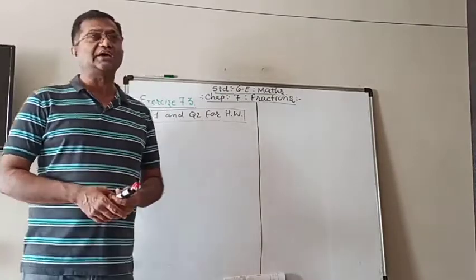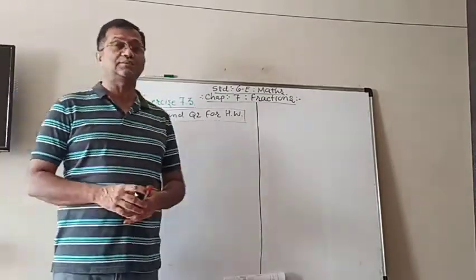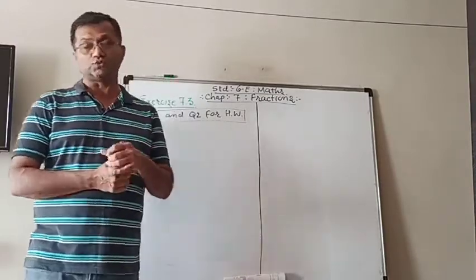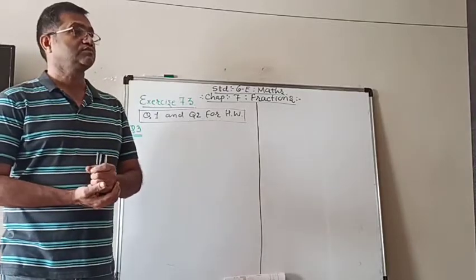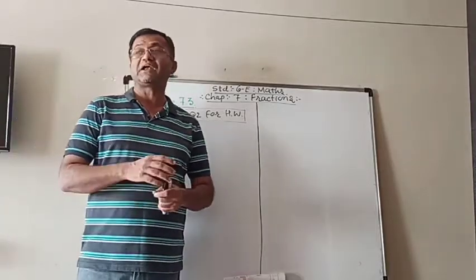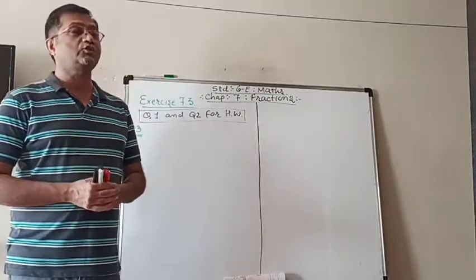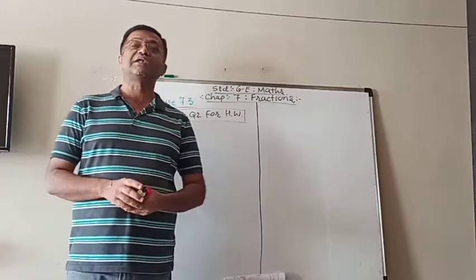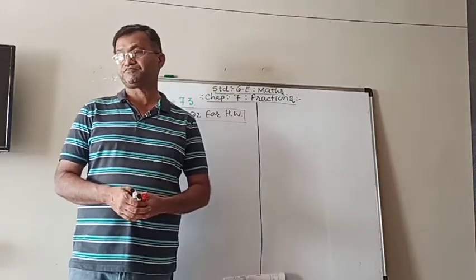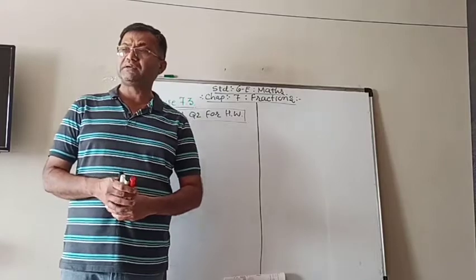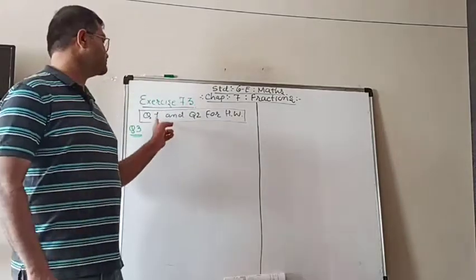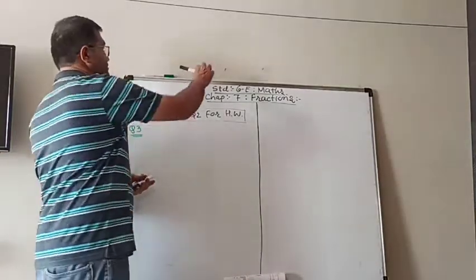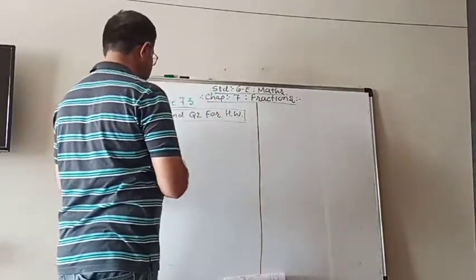Today we are going to start exercise 7.3, in which question number 1 and question number 2 are picture related. Means there are some pictures given. You have to find out the fraction and check whether they are equivalent fractions or not. So I left it for you as homework. Now we are starting question number 3. So let's see question number 3.